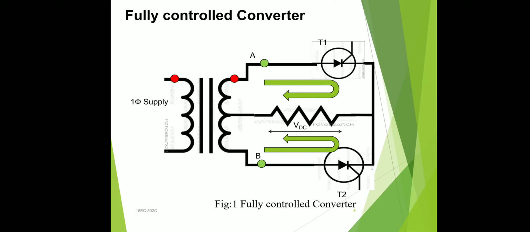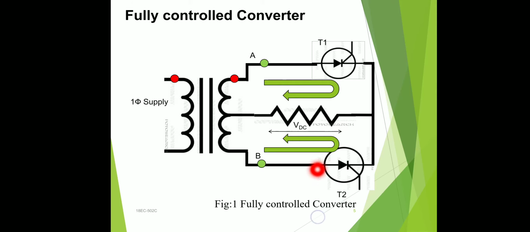Now come to the second case. For the negative half cycle, A is negative with respect to B. That means at A there is a negative value, at B there is a positive value. A is negative, that means the anode of thyristor T1 is negative. That means it is completely in the off state. And B is positive. When B is positive, it means the anode of T2 is positive. That means it is in the forward mode.